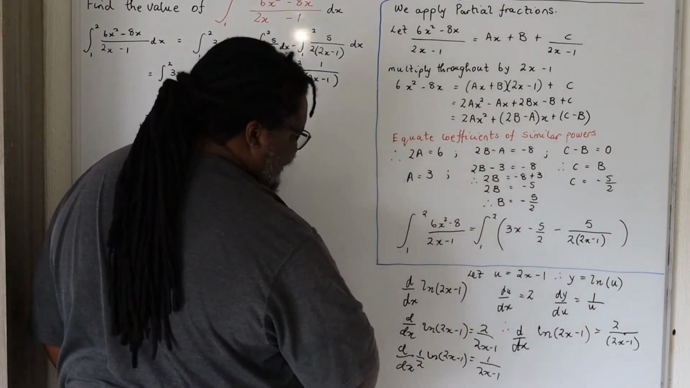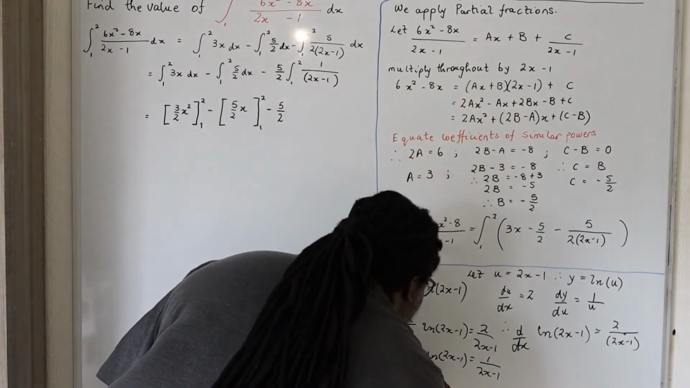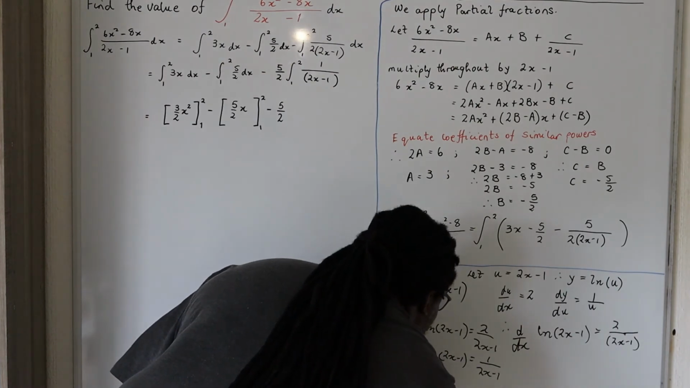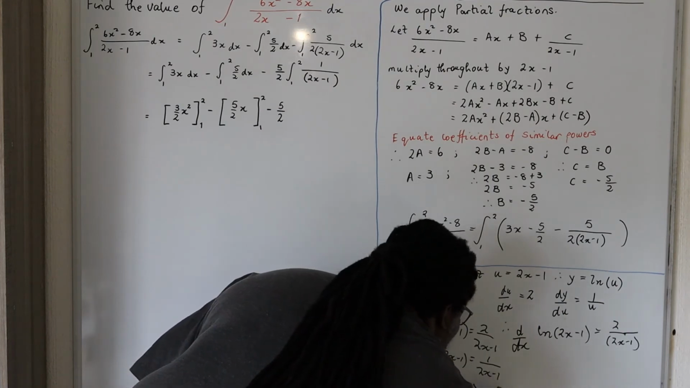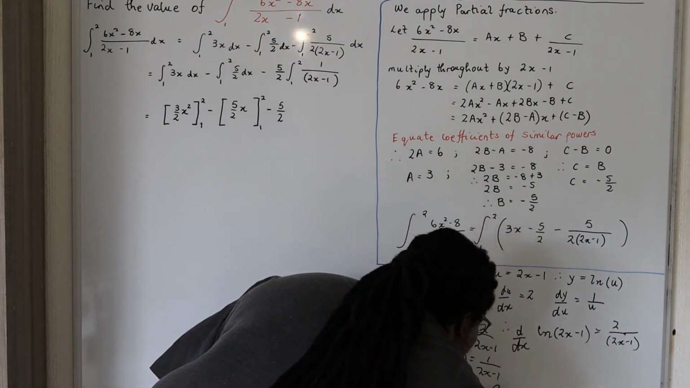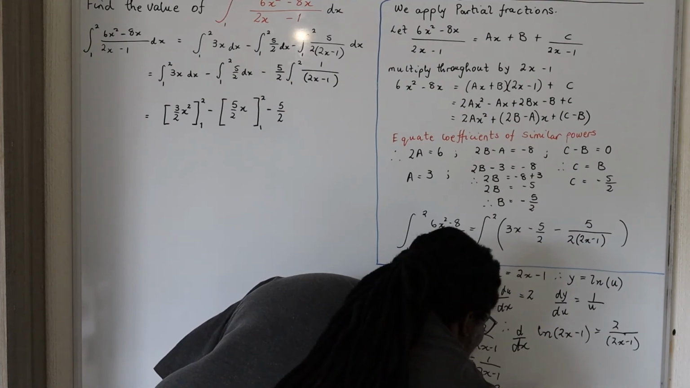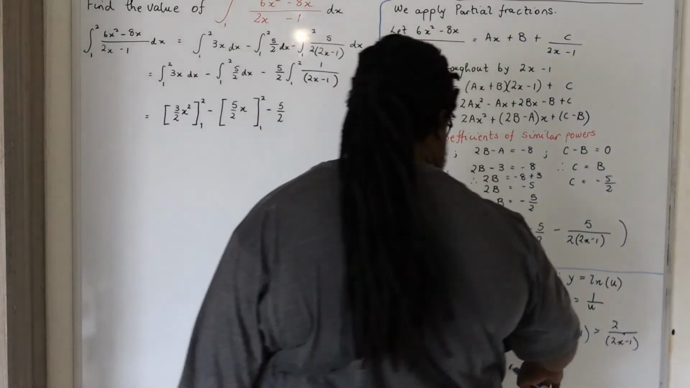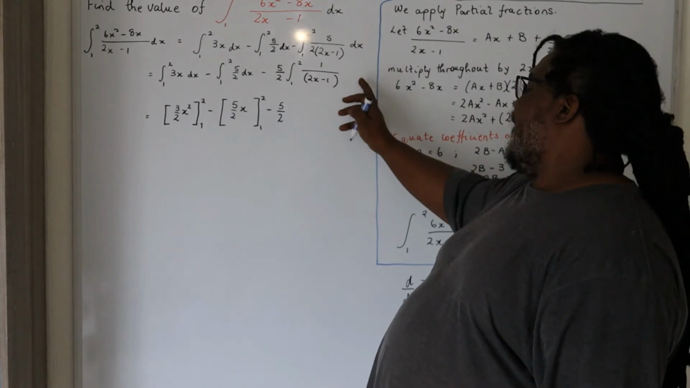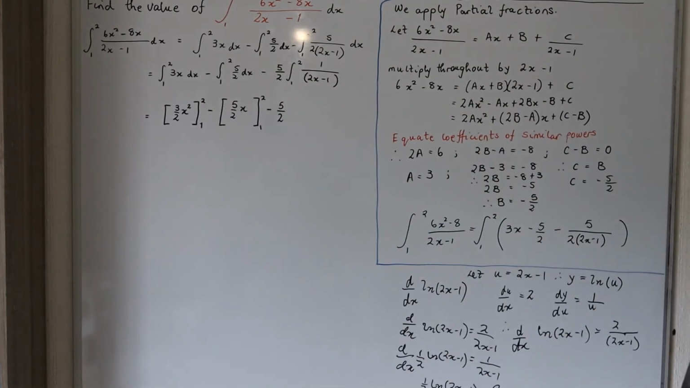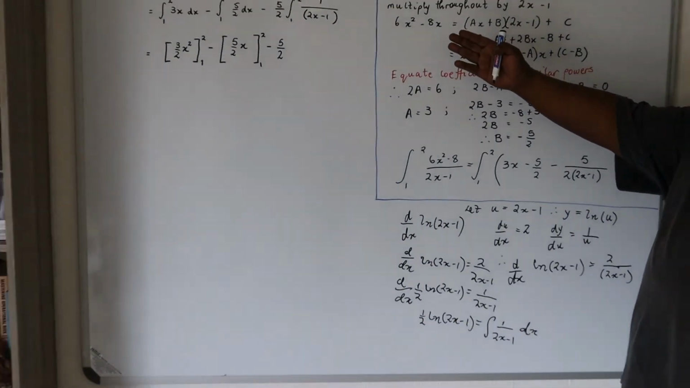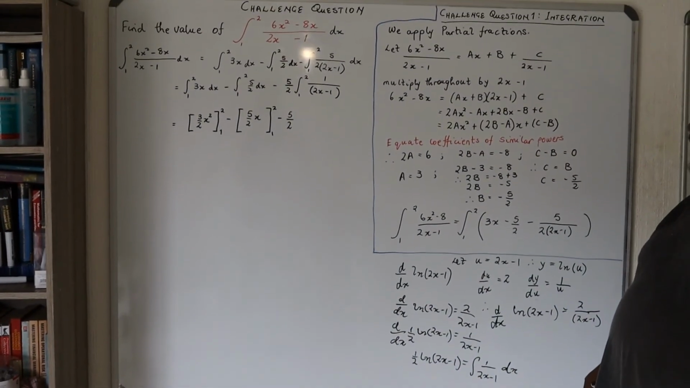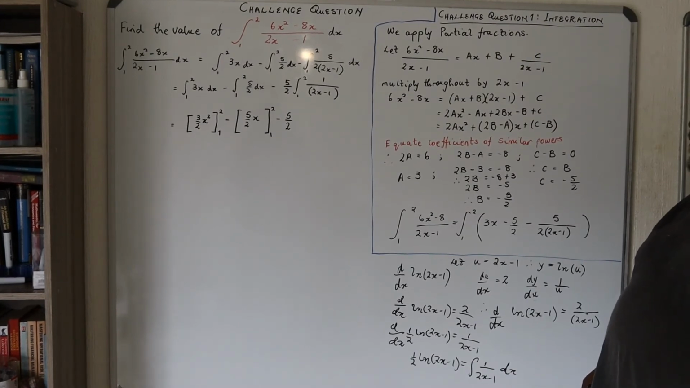Then if you integrate both sides, you end up with half ln of 2x minus 1 equals the integral of 1 over 2x minus 1 dx. This is basically how you work out this integral here. So in other words, we realize that it's 1 over 2x minus 1, which means that it is actually a differential of the natural log.